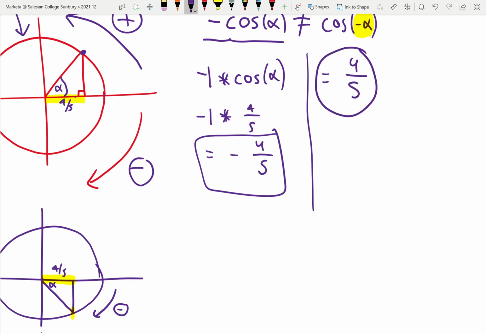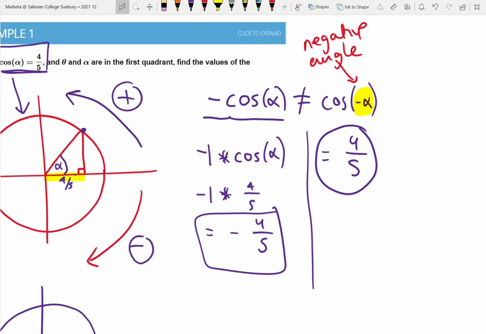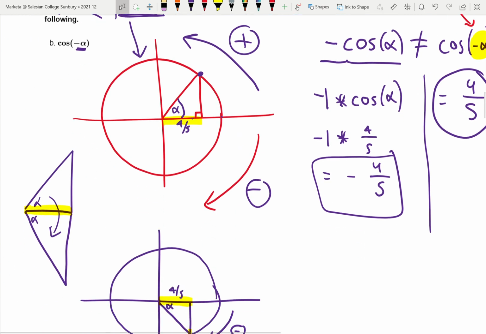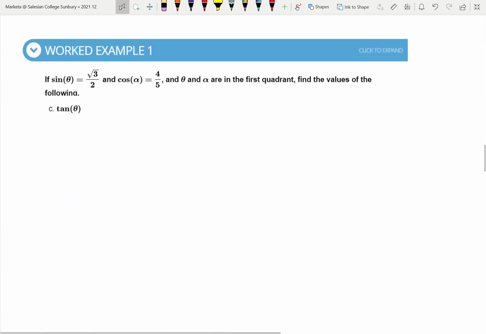You can see this is quite a good example because it really shows us that negative cos alpha is different to the cos of negative alpha. Really important then. All right, let's move down. I think we've got 5 or 6 of these to do.